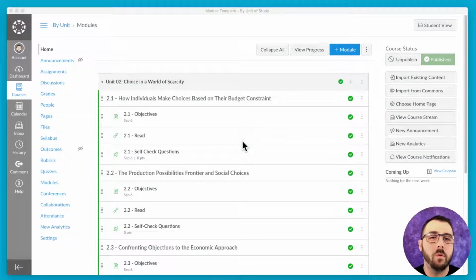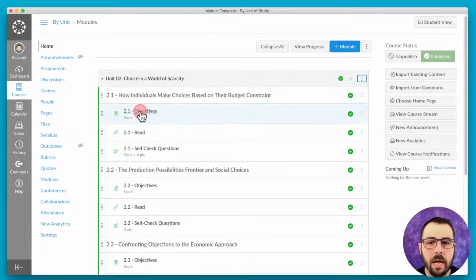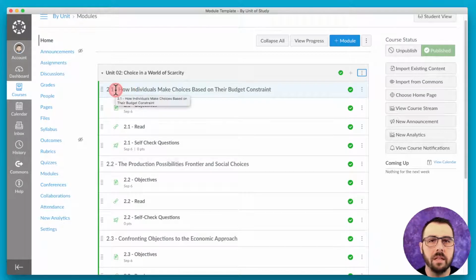In this next form of organization, one module represents one unit of study. This is a very familiar format that we're used to seeing in textbooks, where we have a unit title as well as subsections. You can see that repeated here by using the unit title as the module title and then using text headers to represent the different subsections of that unit.